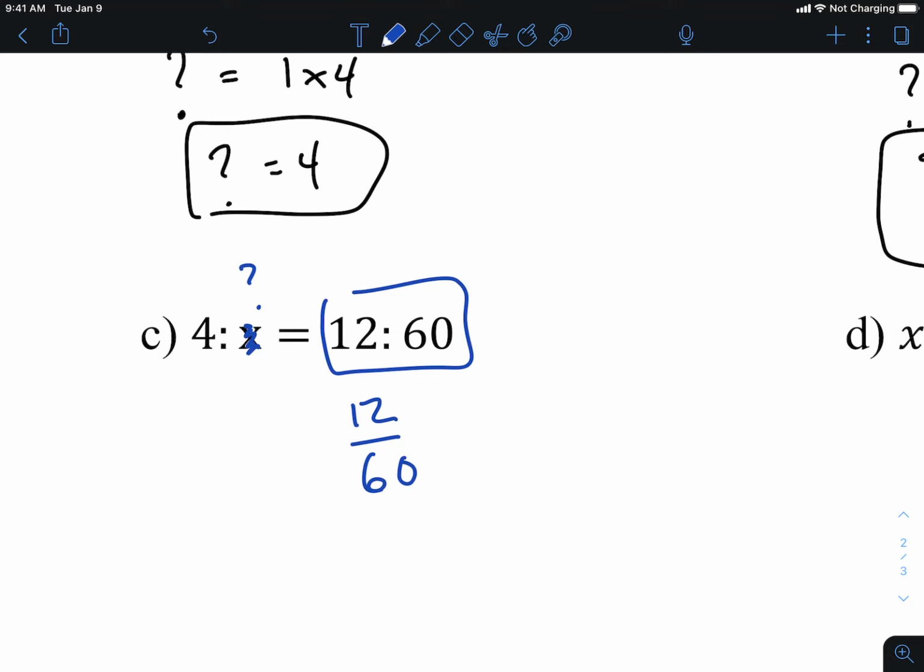Everybody remember writing a ratio as a fraction? They're the same thing. It's 12 over 60. Okay, over here, that's equal to, here's the top number, 4. 4 over question mark. Let's solve.